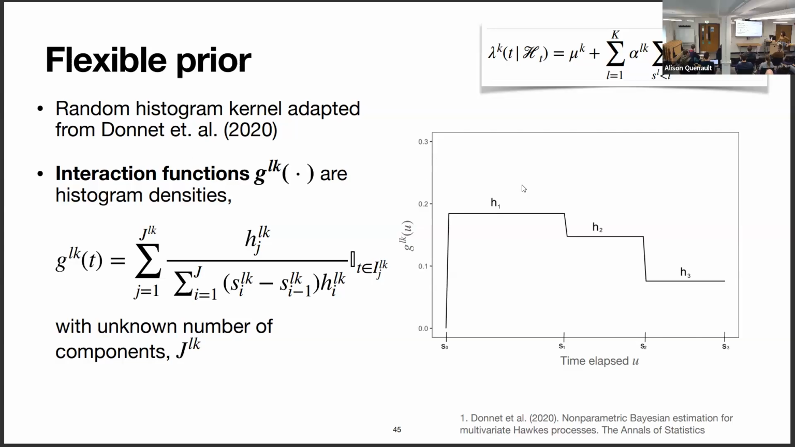So what we have, in this case, is an example of a 3-step or 3-component histogram. We have the various heights of the histogram and different change points at which these steps occur. But the thing is that the number of components in our model is unknown, so it can be up to, I mean, we impose some kind of maximum excitation time. The shape of this kernel can be any step function with that many components, and so these heights and where the change points occur are also random.